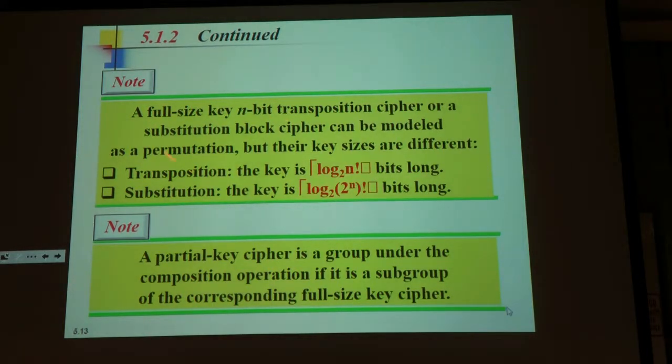Alright, so that's what we concluded here. The full-size key n-bit transposition cipher or a substitution block cipher can be modeled as a permutation, but their key sizes are different. For the transposition, the key size is log2(n!) bits long. It will be much shorter than substitution, which is log2(2^n!). Alright?